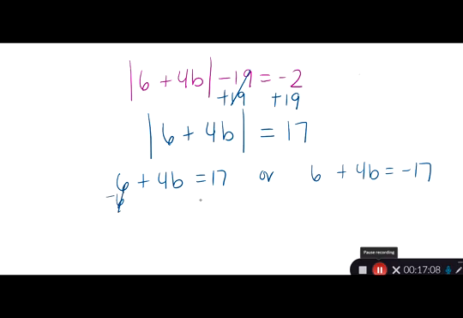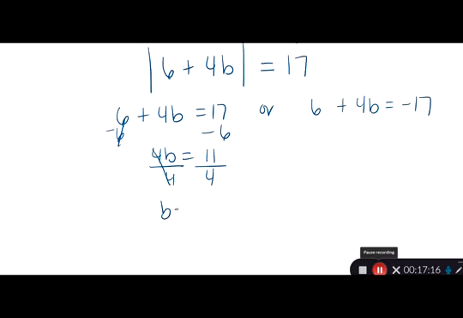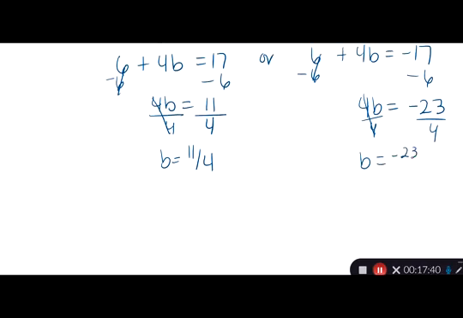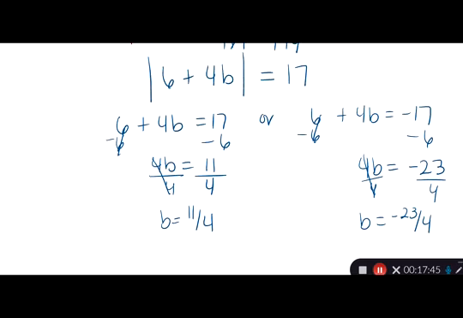So minus 6 gives me 4b = 11, divide by 4. My MyMathLab does not like decimals or anything like that, so I would leave it as 11 over 4. You probably could go to a mixed number, but it's not necessary. And then this one, minus 6 gives us 4b = -23. And divide by 4, so b = -23 over 4.